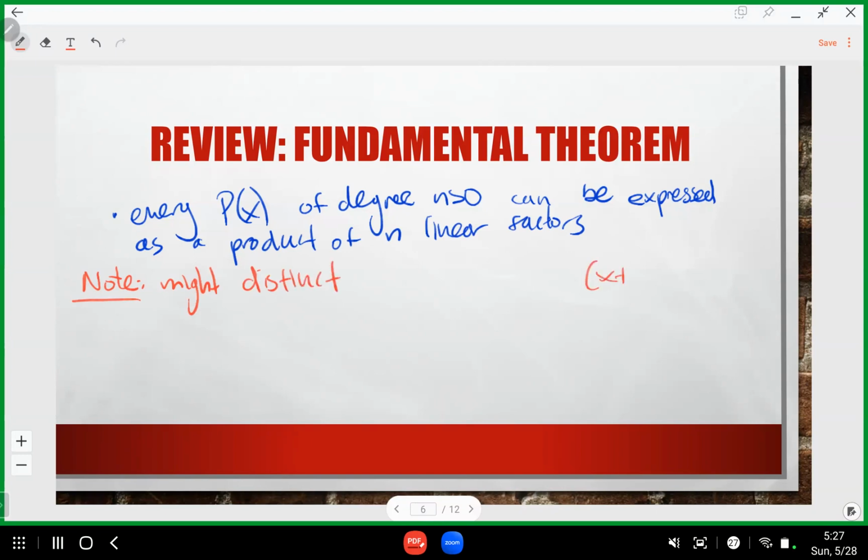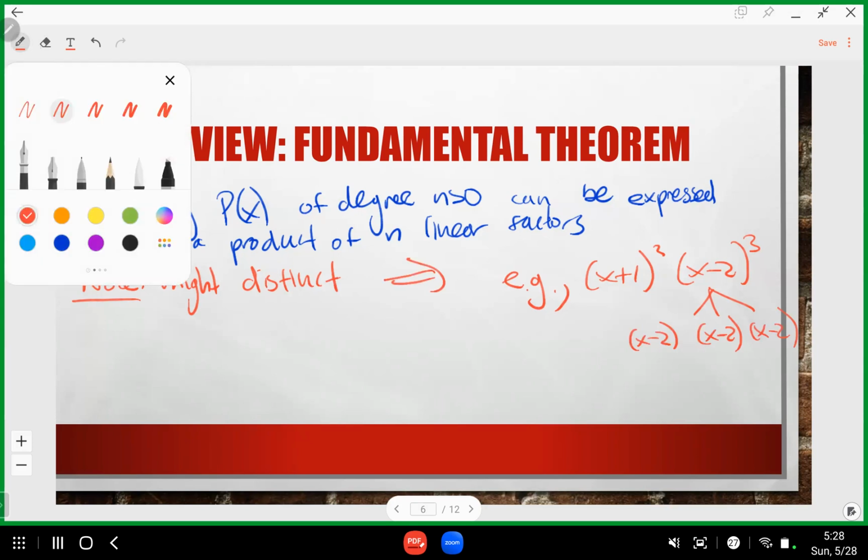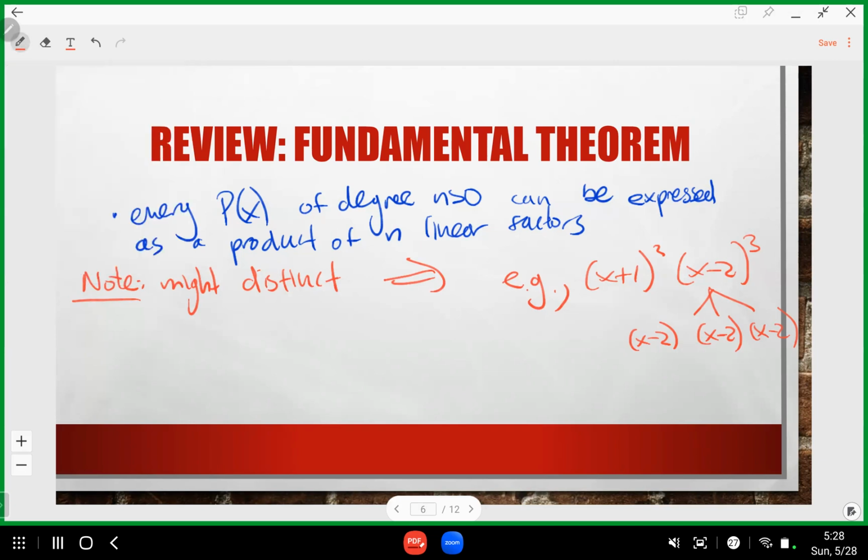Right, we might have something like (x plus 1) squared times (x minus 2) cubed. This is x minus 2 times x minus 2 times x minus 2, which is n linear factors, but it can be combined, so they might not be distinct. So note, every polynomial of real coefficients.